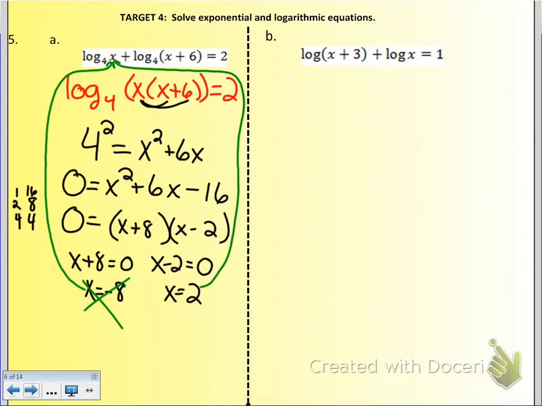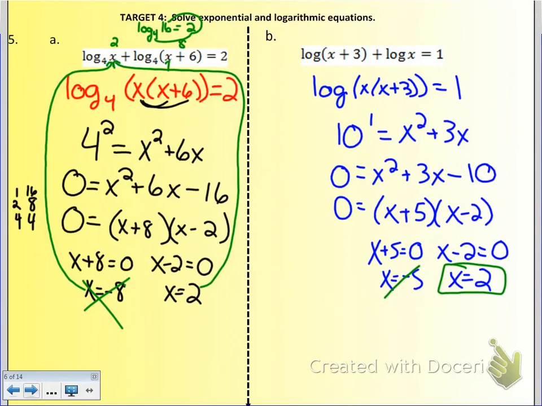2 is pretty good there. 2 into the second x would be 2 plus 6 is 8. So we have 2 and 8. So again, since we're adding, that naturally means we multiply. So 2 times 8 is 16. So you have log base 4 of 16 equals 2. And then check it. 4 squared equals 16. So you are good to go with that one. Try the second one on your own and come back for the explanation.